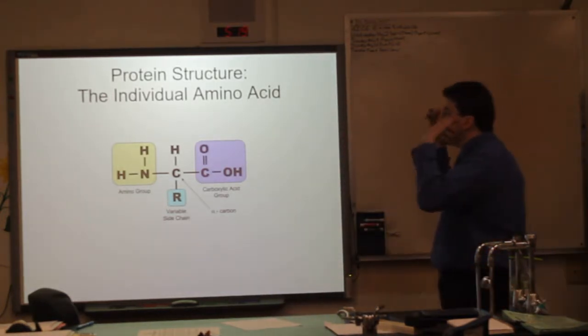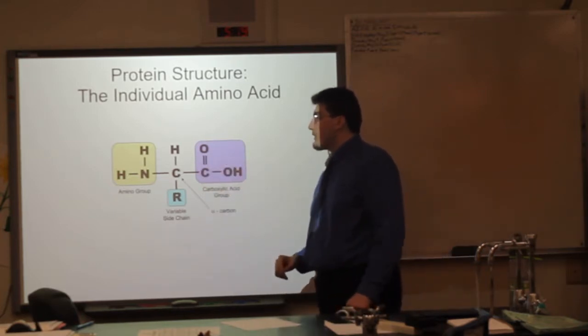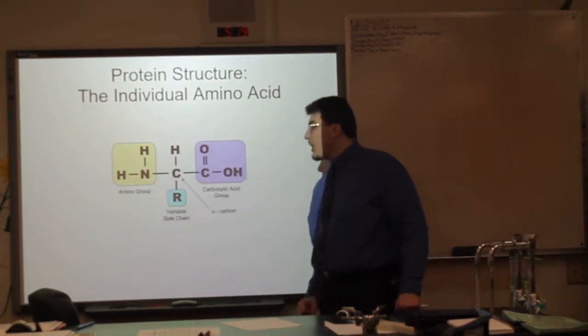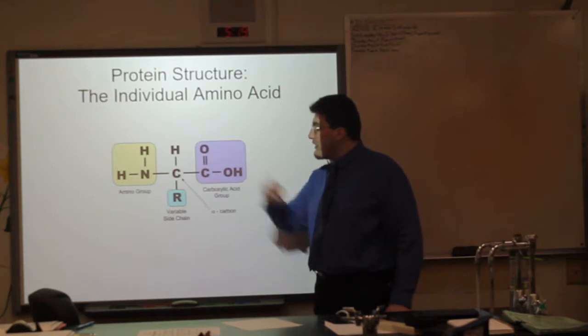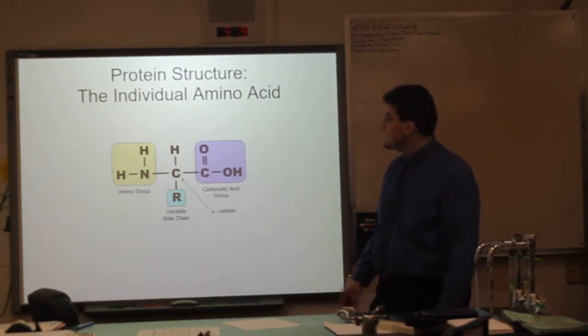So here is the structure of an individual amino acid. I showed this to you earlier before. We have an amino group here. We have our alpha carbon in the center. We have our variable side chain R here. And we have our carboxylic acid group here.